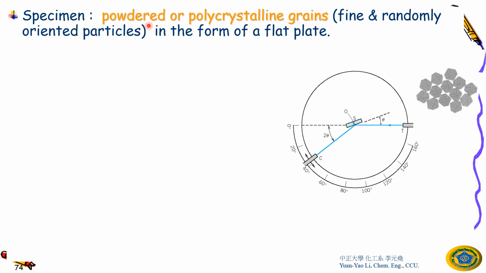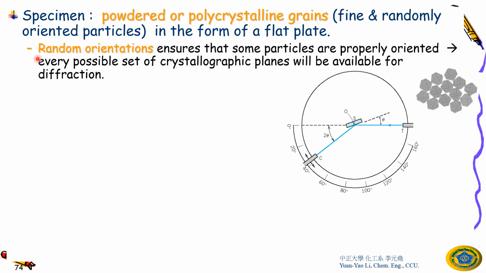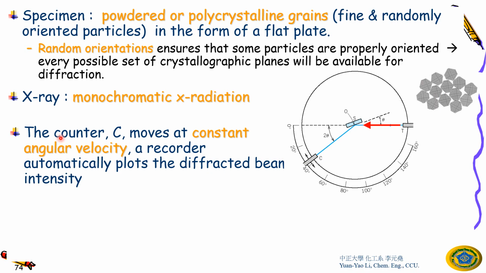So the specimen is powder or polycrystalline grain, in the form of a flat plate. The random orientations ensure that some of the particles are properly oriented. Every possible set of crystallographic planes will be available for diffraction, right? So you pack randomly. The X-ray is monochromatic, shot from this side, and you get diffraction from this side. The counter moves at constant angular velocity and records.